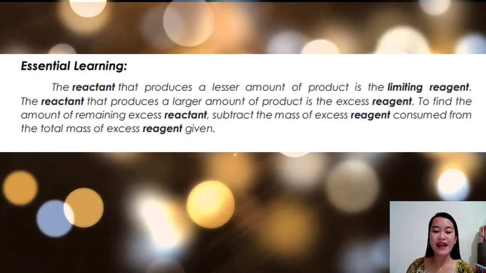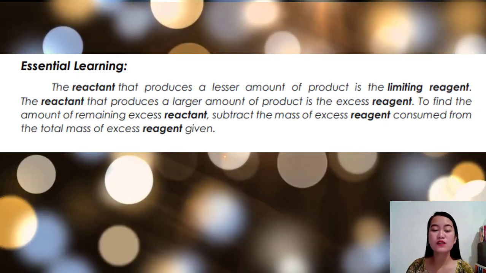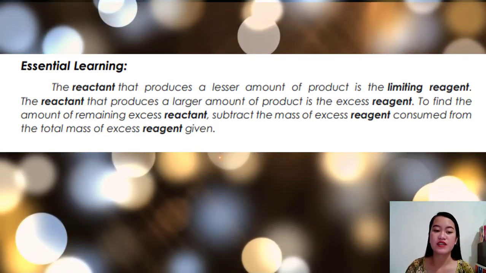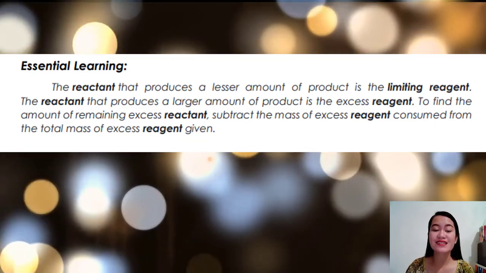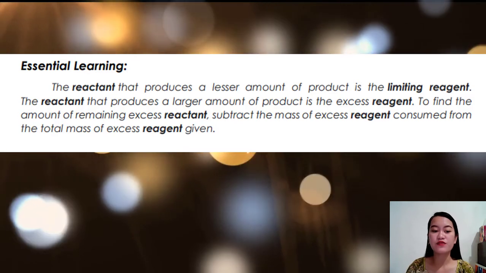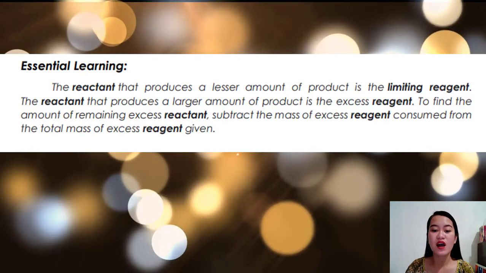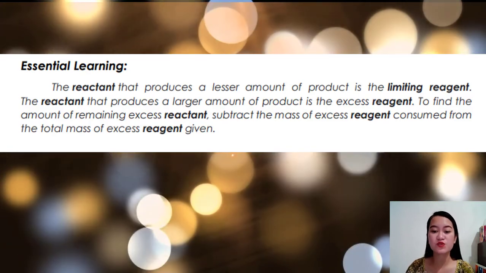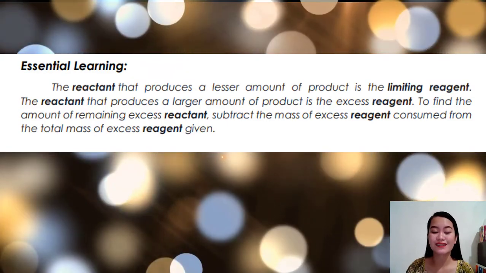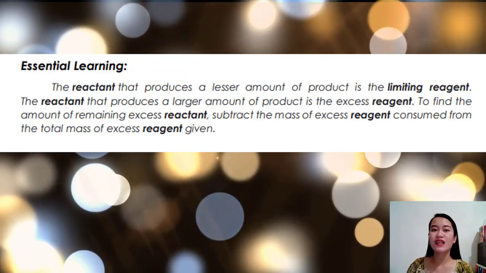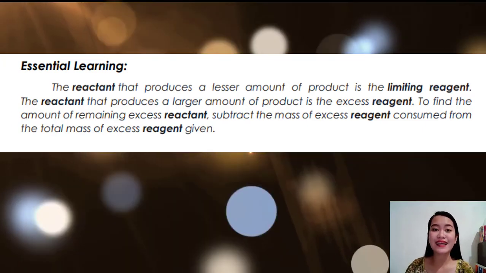Okay, class, so the reactant that produces a lesser amount of product is what we call the limiting reagent. The reactant that produces a larger amount of product is the excess reagent. And to find the amount of remaining excess reactant, subtract the mass of the excess reagent consumed from the total mass of excess reagent given. Okay? So class, if you have any questions po or clarifications, kindly ask me.